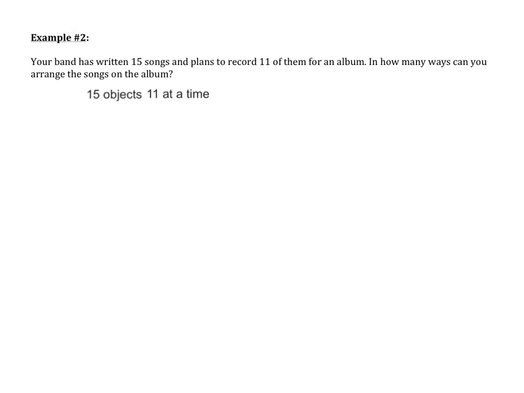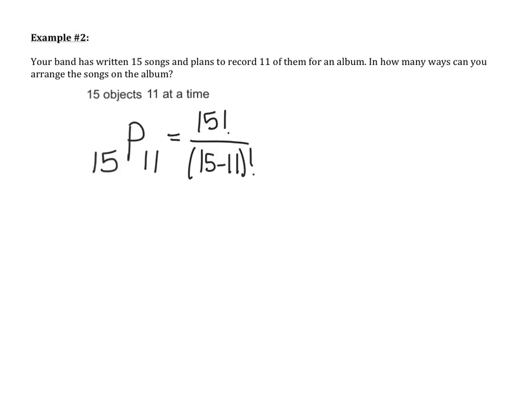And we would use a permutation for this situation, since putting a song at the beginning of the album would be different than putting the song at the end of the album, because we're trying to figure out how many ways we can arrange the songs where order would matter. So again, we are going to use a permutation. So you would write it as 15P11. Using the formula that we saw on the previous slide, we would put 15 factorial on top and (15 minus 11) factorial on the bottom.